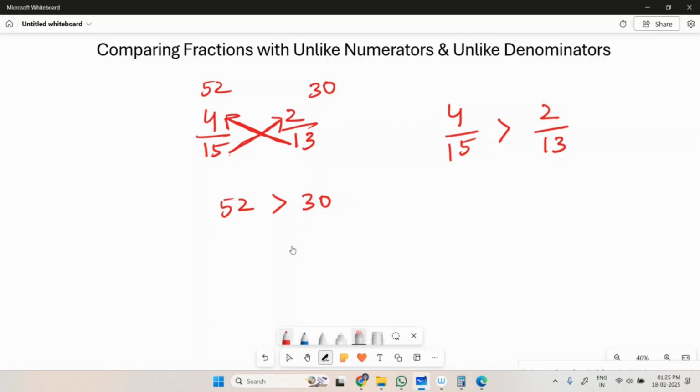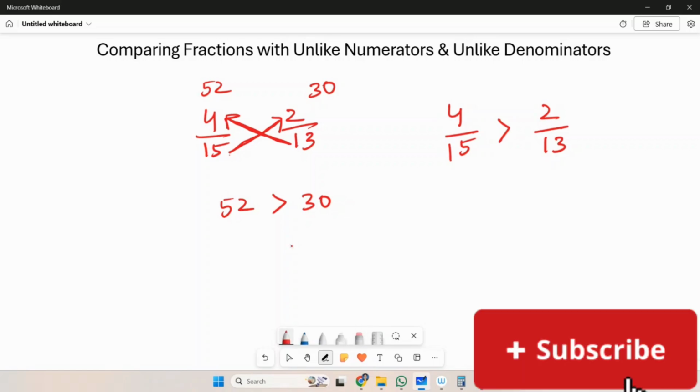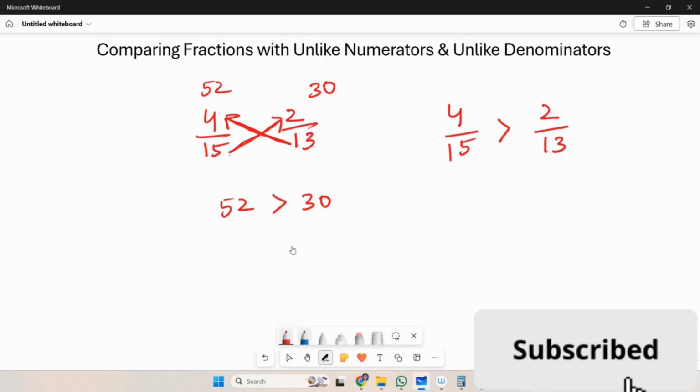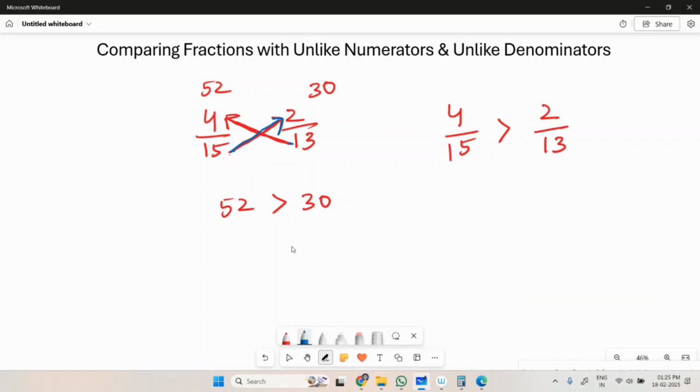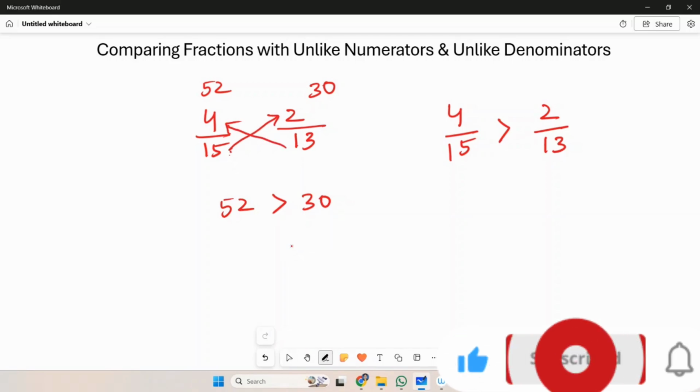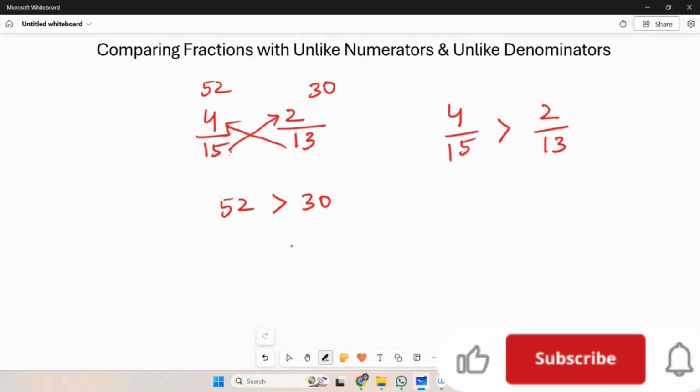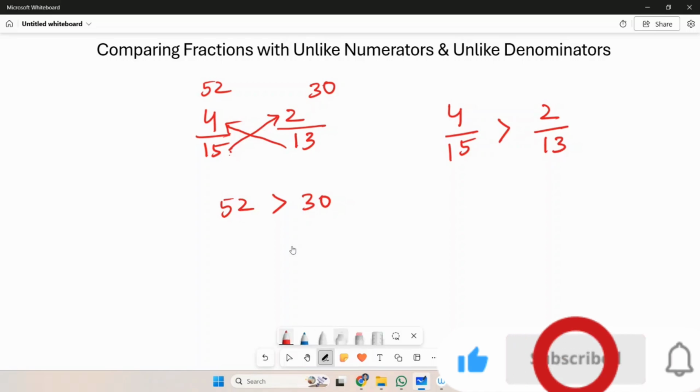Okay, here what did we do? We simply cross multiplied. How did we cross multiply? First denominator with the second fraction's numerator and second fraction's denominator with the first fraction's numerator. We will not do the cross multiplication in reverse, downwards. We always do the cross multiplication upwards like this. First denominator with the second fraction's numerator, second fraction's denominator with the first fraction's numerator.